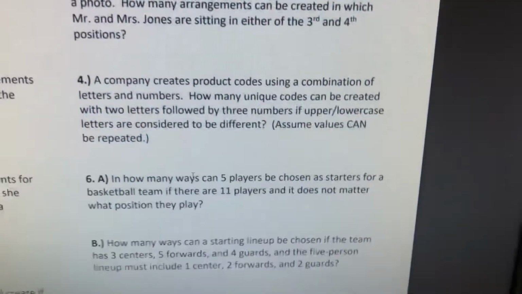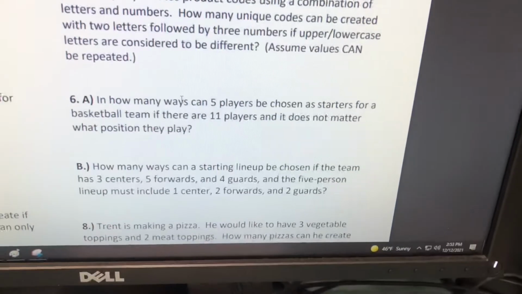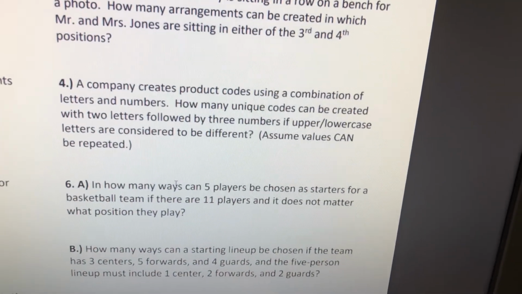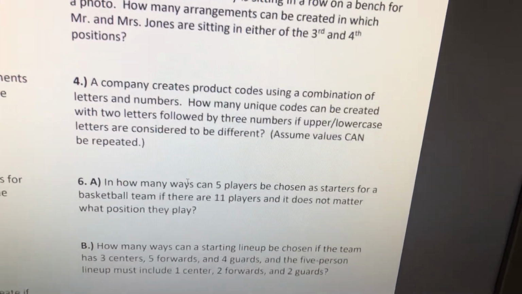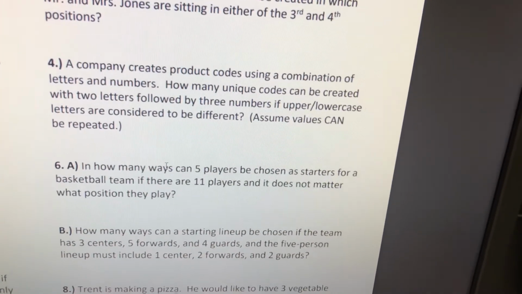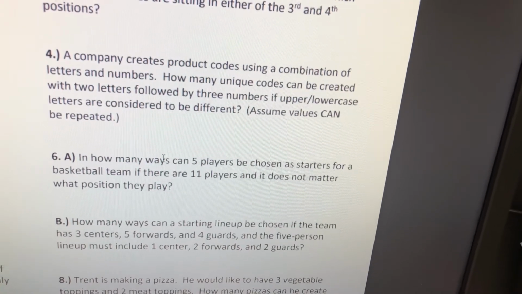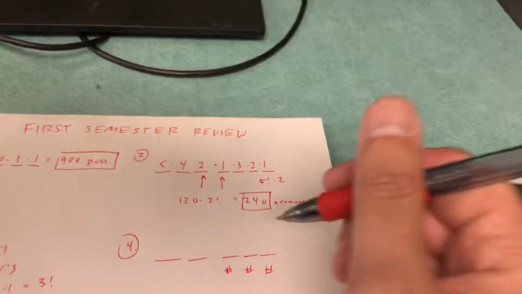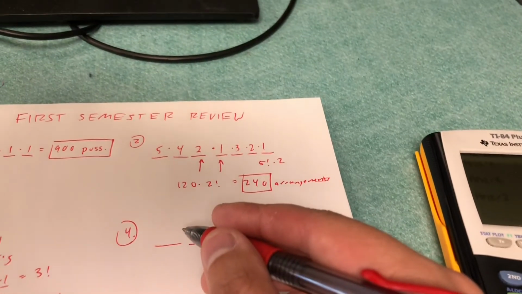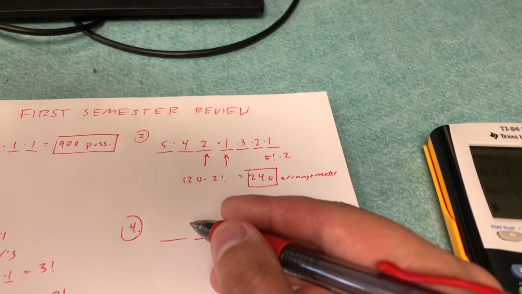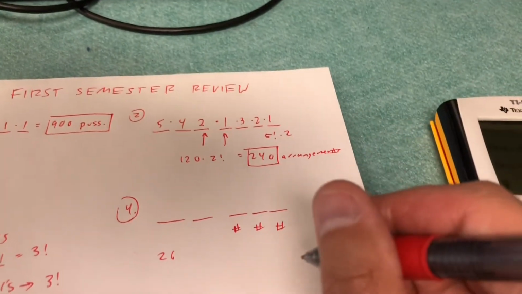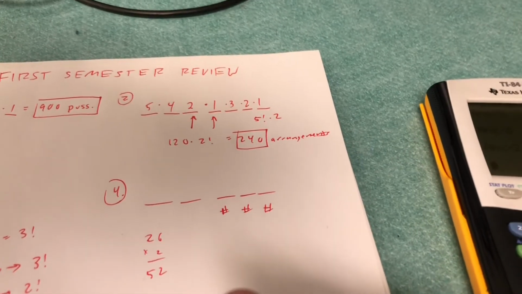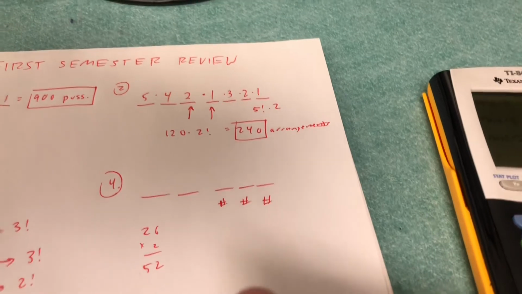All right, we can move on to number 4. Number 4, we have product codes using a combination of numbers and letters. How many unique codes can be created with 2 letters followed by 3 numbers? And it says that upper and lower case letters are considered to be different, okay? So it's 2 letters. It says we can have repeats. So normally it would be 26 letters, but if you include uppercase and lowercase, there would actually be 52, if lowercase a and uppercase a are different, lowercase b and uppercase b and so on are different.